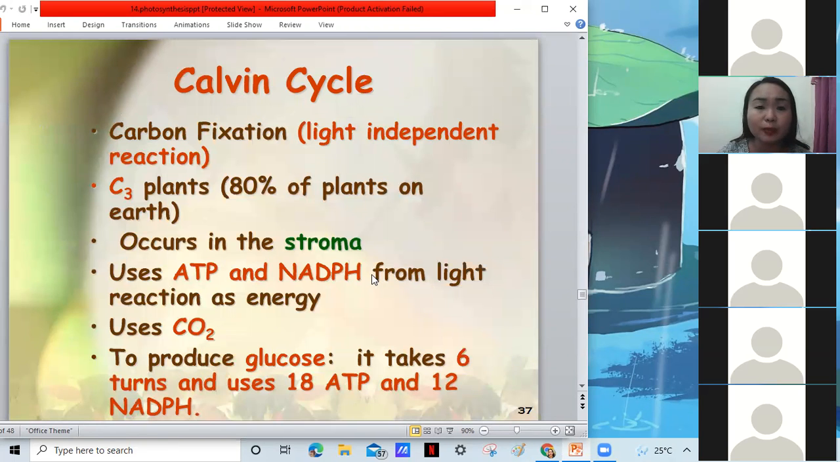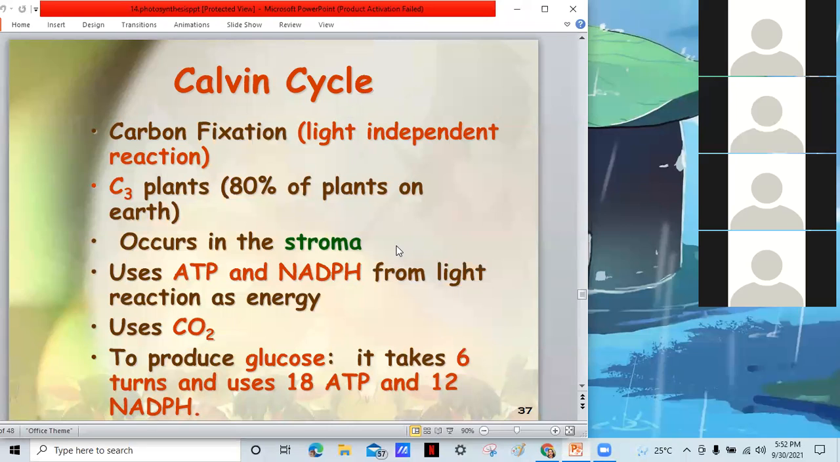So I guess we will proceed with the Calvin cycle by next meeting. Do you have any questions or clarifications before our one minute ends? Do you have any questions or clarifications, everyone?